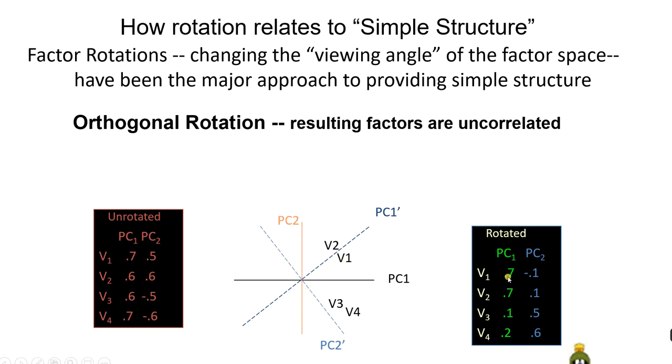So this is 0.7, and this is minus 0.1 and this is 0.1. Now look at variables 3 and 4. They have high loadings of 0.5 and 0.6 on principal component 2 and low loadings on principal component 1, 0.1 and 0.2. So this is a glimpse of rotation.